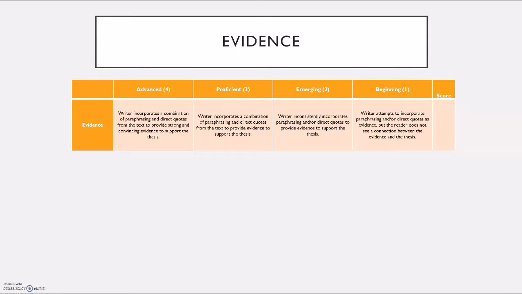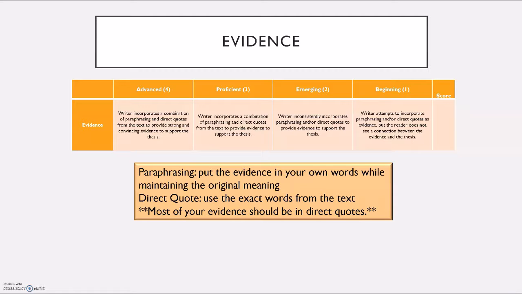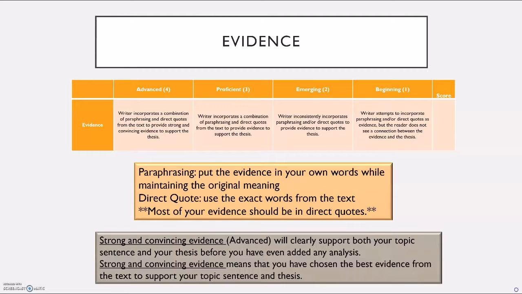The next category on the rubric is evidence. To be proficient here, the writer should incorporate a combination of paraphrasing and direct quotes from the text to provide evidence to support the thesis. Paraphrasing means that you put the evidence in your own words while maintaining the original meaning. A direct quote will use the exact words from the text. Most of your evidence should be direct quotes.